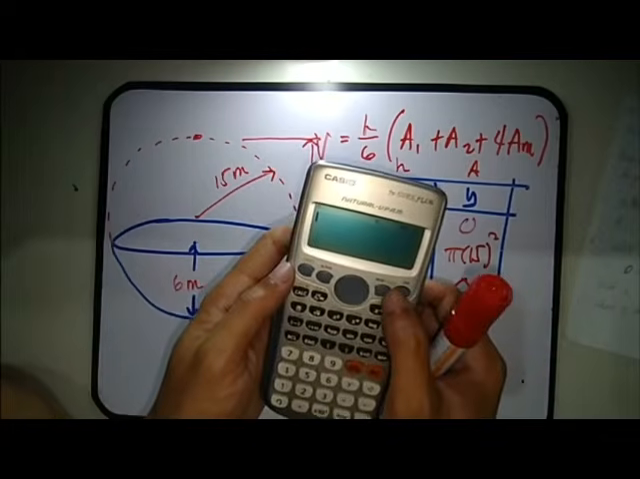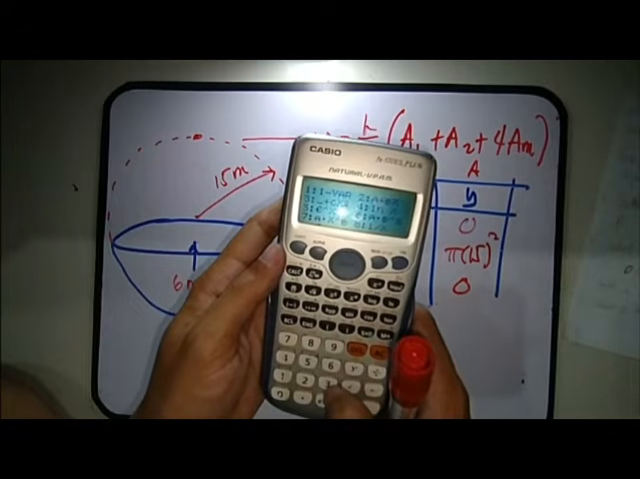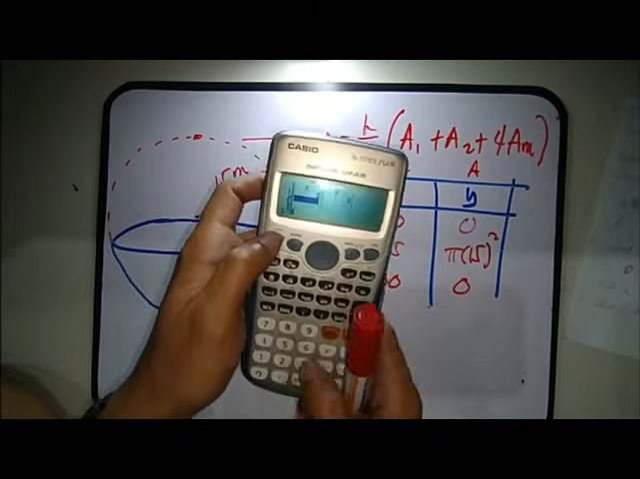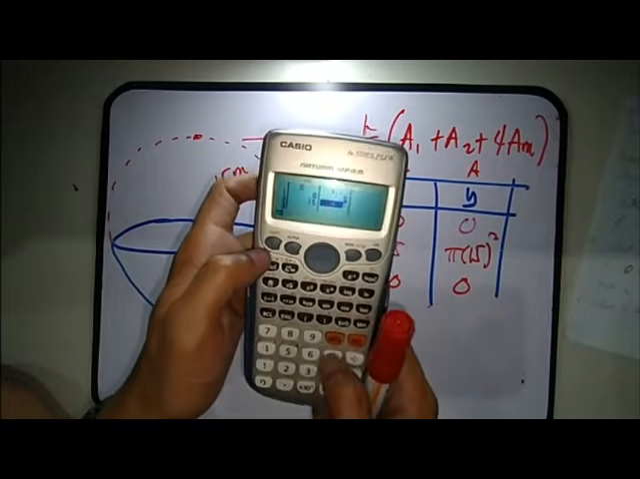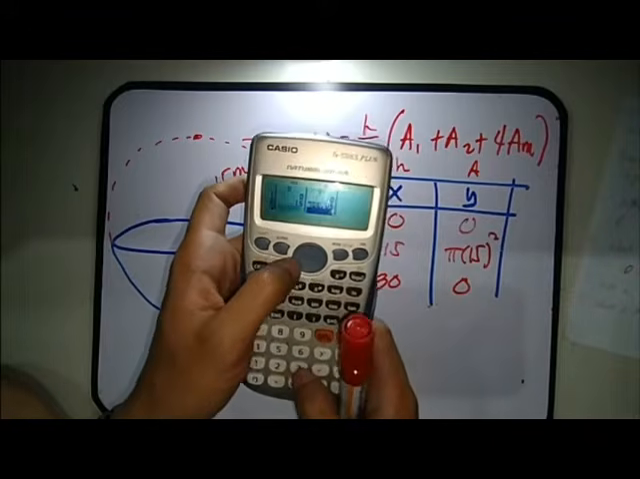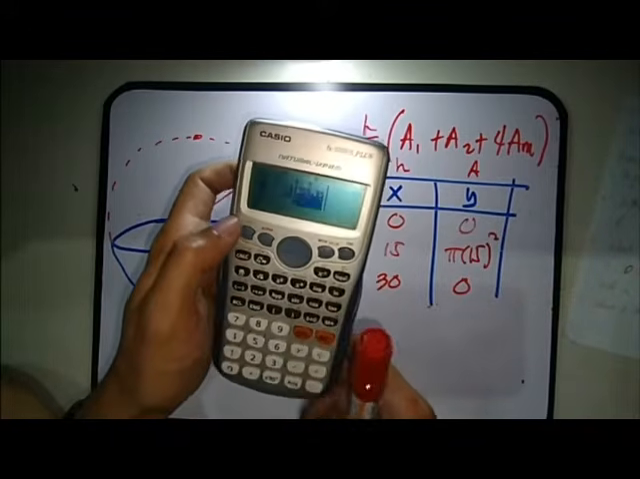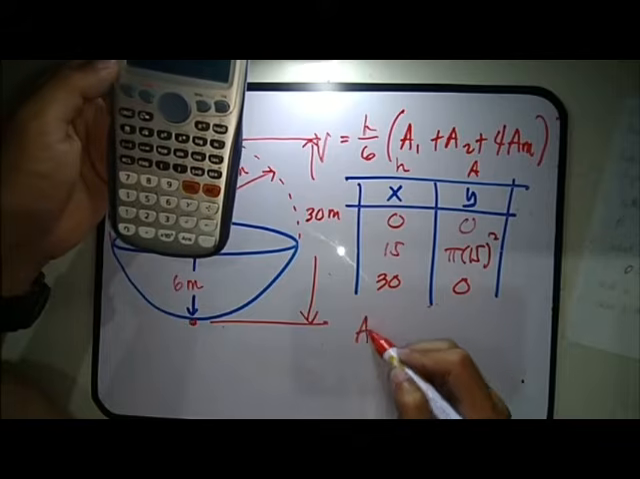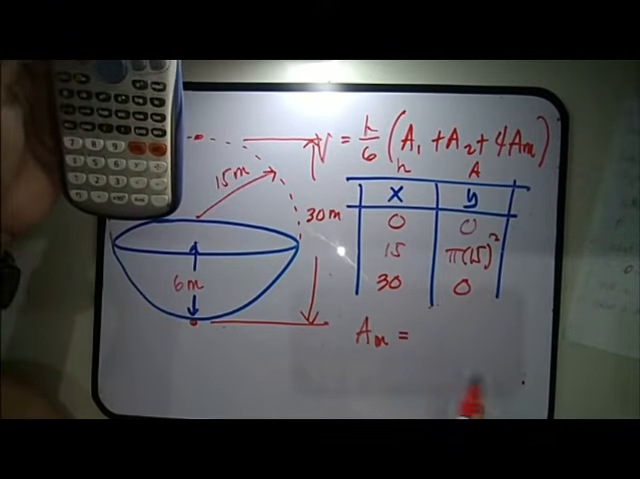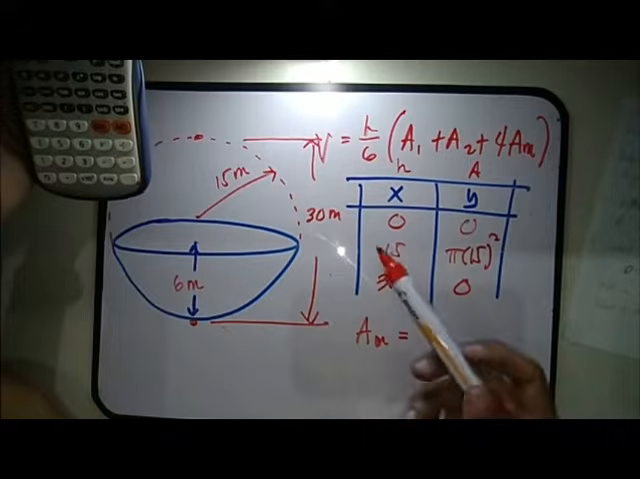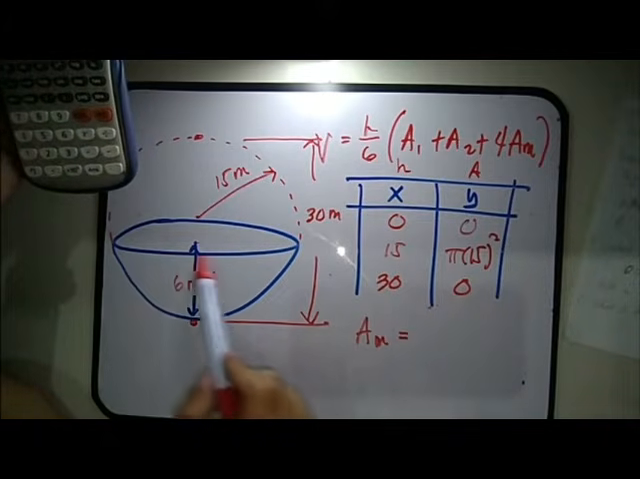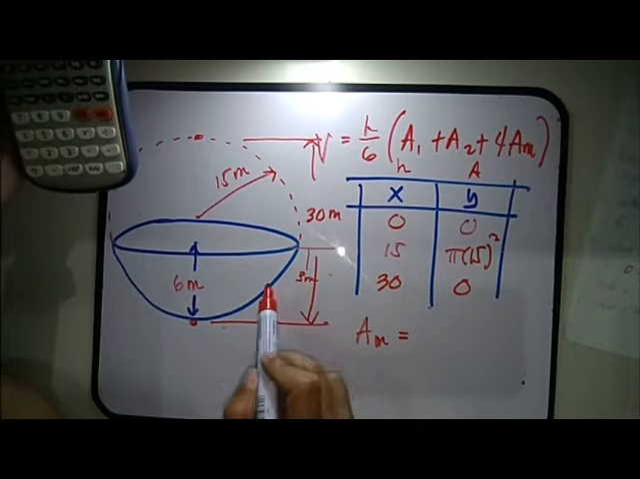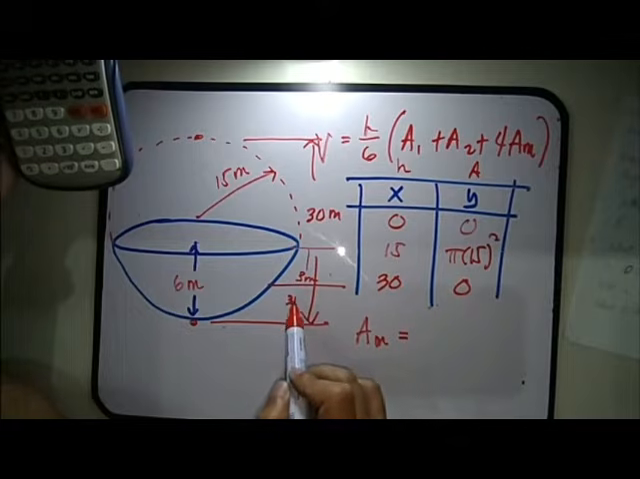So, input natin lahat yun sa calculator. So, mode stat. So, 3. So, 0, 0. So, at 15, that is pi times 15 squared. At 30, you have 0. Okay. Yung mean area, so our mean area is at 1/2 of our height here. So, dito na tayo mag-focus sa figure natin. So, at height, you have 3 meters. So, 3m. Here, we have 3m.